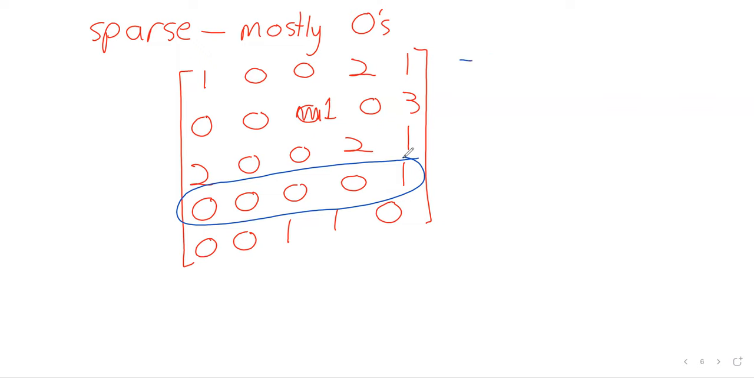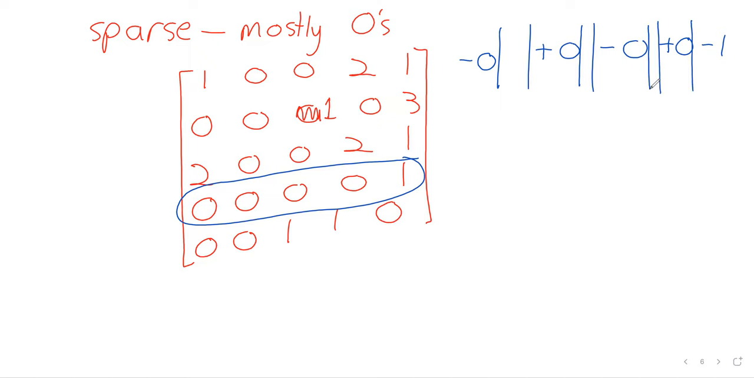positive, negative zero times something, plus zero times something, minus zero times something, plus zero times something, minus one times something. And the key observation is that zero times anything is zero. So this is zero times a determinant, zero times a determinant, zero times a determinant, but it doesn't matter what those determinants are because we're multiplying them by zero. The only thing that matters here is this last entry, this minus one times a determinant.